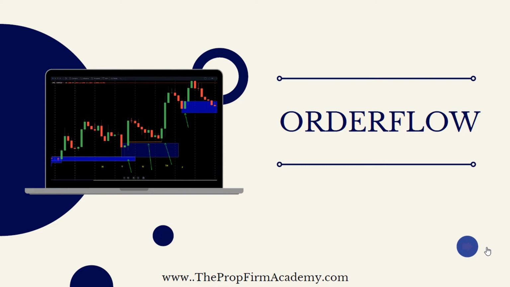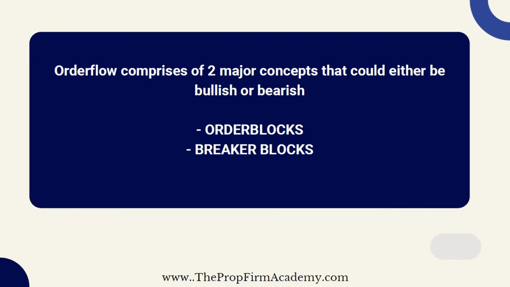Whereas if the market breaks that point and eventually breaks market structure to give you a break of structure, then you know the trend has changed. So order flow basically helps you mark out the zones where you can look out for entries, reversals, and continuations. That being said, let's see exactly what order flow means. There are 2 major concepts behind order flow, and that's order blocks and breaker blocks.